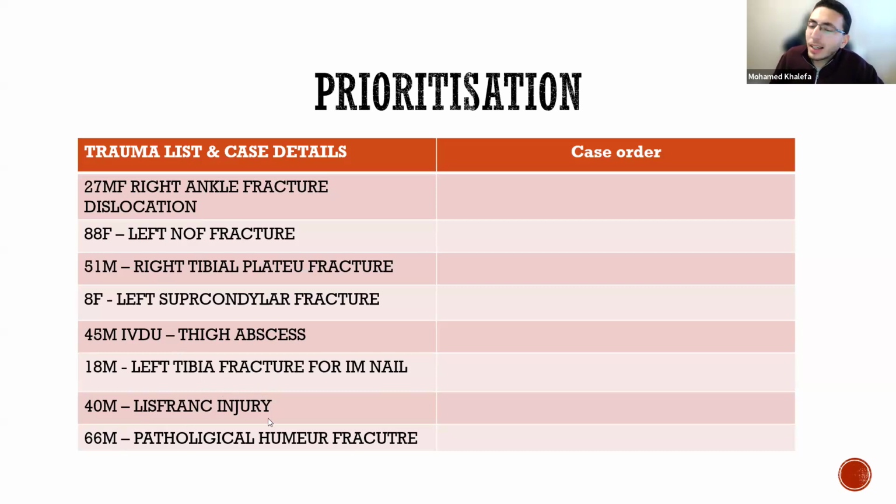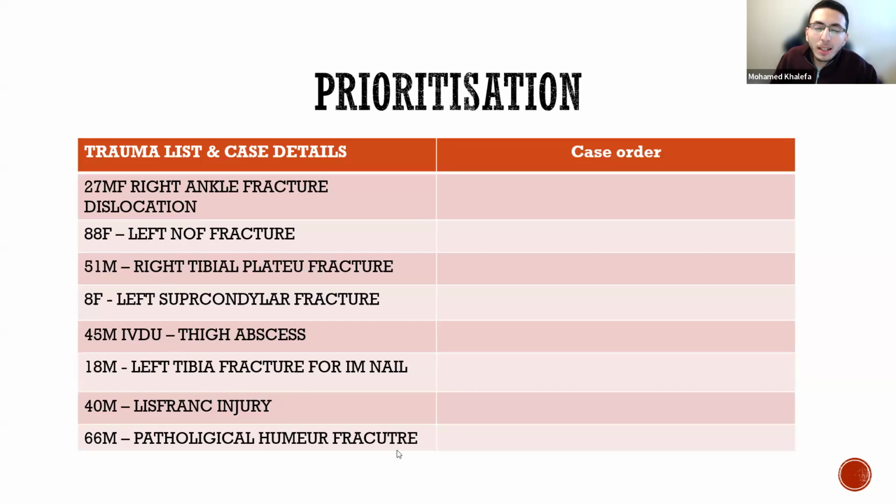Lisfranc injury, again, it needs to be reduced. So is it reduced or not? Is he diabetic? Is it open, closed? How long? But most Lisfranc injuries are a bit complex. Not many consultant orthopedic surgeons will do it on their own. You might need a foot and ankle surgeon, depending on the complexity of the Lisfranc. So you should be aware, you should ask about these questions.